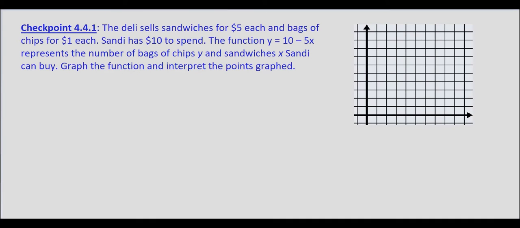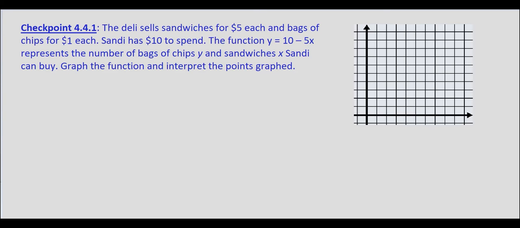In this first checkpoint exercise, we're told that the deli sells sandwiches for $5 each and bags of chips for $1 each, and Sandy has $10 to spend. The function y equals 10 minus 5x represents the number of bags of chips, y, and sandwiches, x, Sandy can buy. Graph the function and interpret the points graphed.